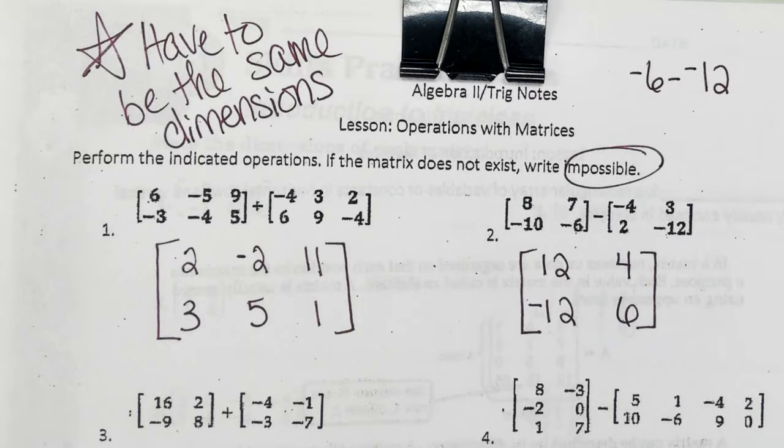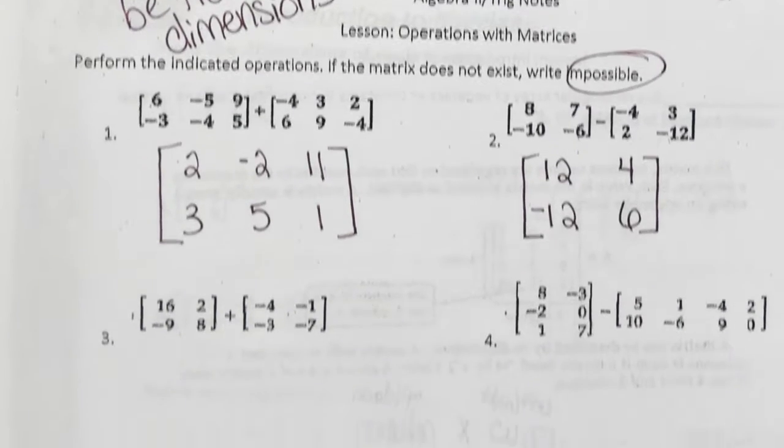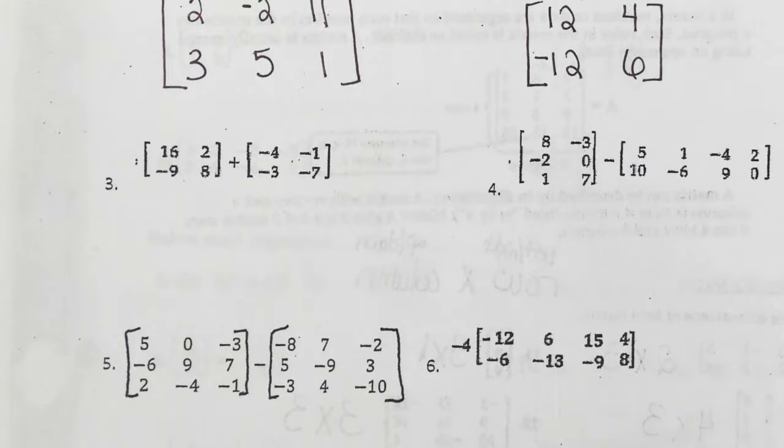Y'all okay? All right, y'all try number 3 on your own. What operation are you doing on 3? Use your calculator if you need to, okay?